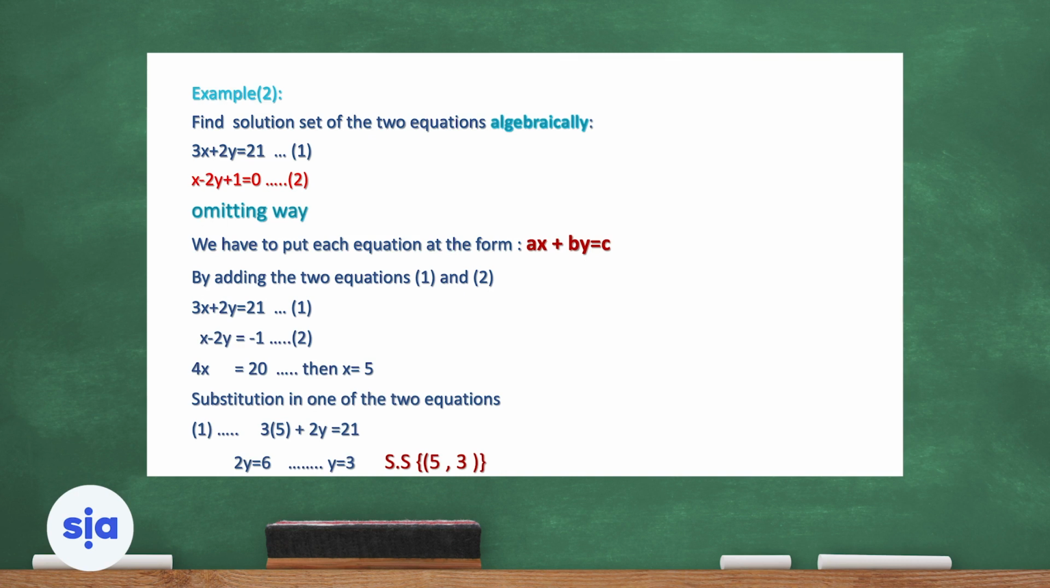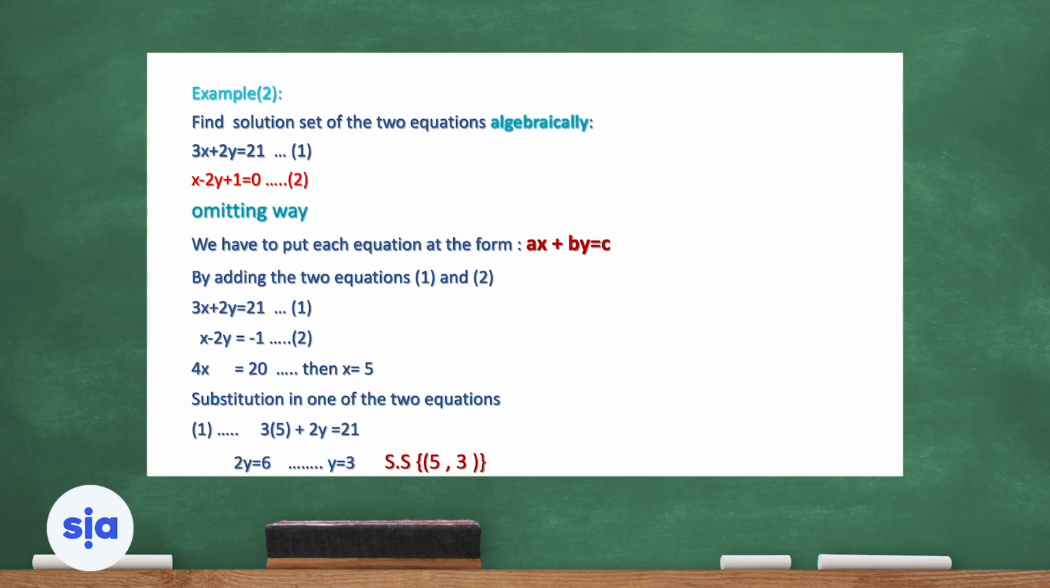So this is the value of x. Now we need to get the value of y. You have the option to substitute this x value in any of these two equations. Let's, for example, substitute it in the first equation. So it will be 3, and then we substitute x by 5, plus 2y equals 21. So 15 plus 2y equals 21. Then 2y equals 6. Then y equals 3.